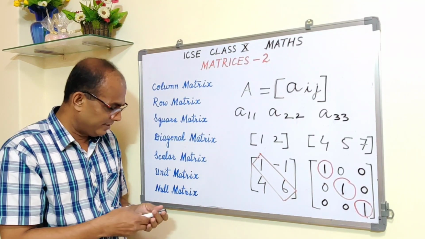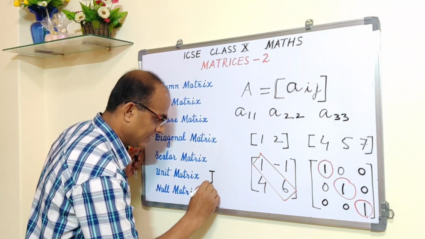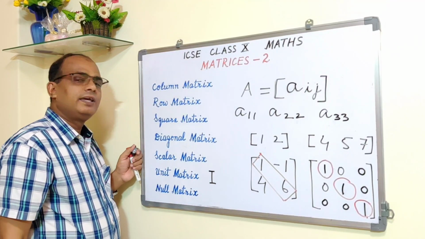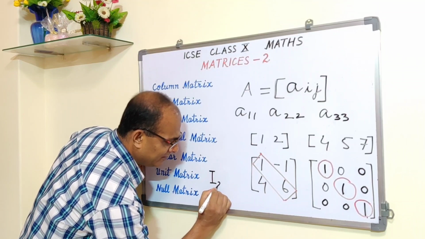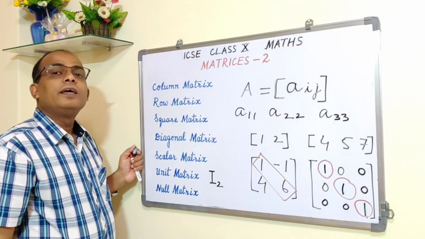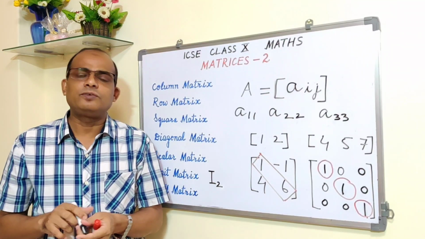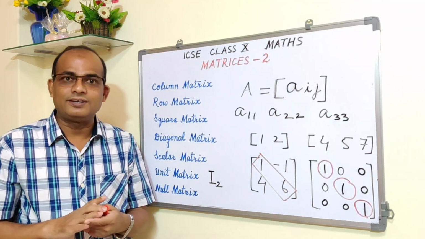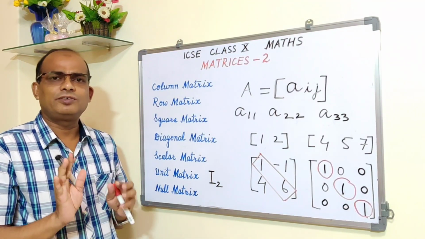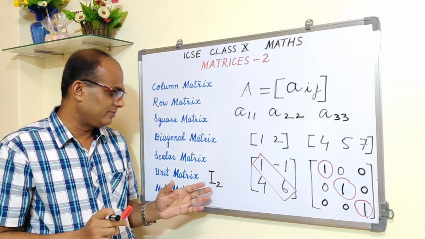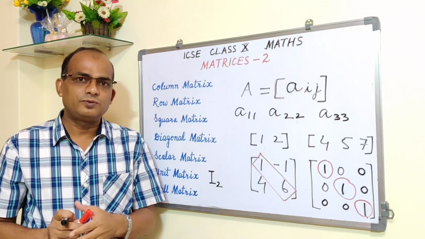Alright, so that is the identity matrix, and the symbol we write is capital I. If we write I2, that means we are talking about an identity matrix of order 2 by 2. If we write I3, that means we are talking about an identity matrix or unit matrix of order 3 by 3. You need not write 2 by 2. If you write I2, it is understood that the order of this identity matrix is 2 by 2, that means 2 rows and 2 columns.